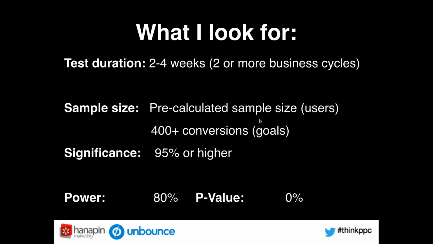I look for a significance level of 95% or higher, and then I want a power level of 80 and a p-value of 0%. I'm not going to get into power and p-value right now because that would take too long. I'm just mentioning these facts that I look for. Okay, so this brings us on to the next point here.